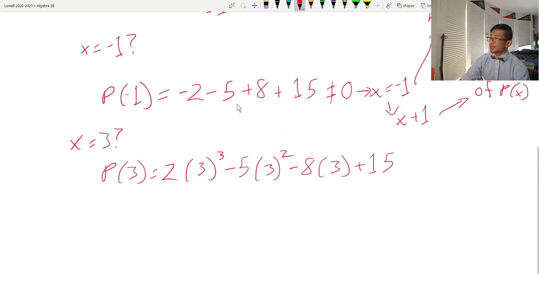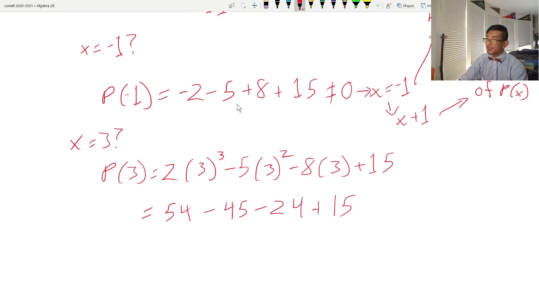So once we do this, we'll get, let's see, 2 times 27, so 54, minus 5 times 9, so 45, minus 24 plus 15. I'm going to be really lazy, and I'm just going to check my calculator here. So I have 54 minus 45 minus 24 plus 15. And hey, unless I put it into my calculator wrong, that actually is 0. Thank goodness.